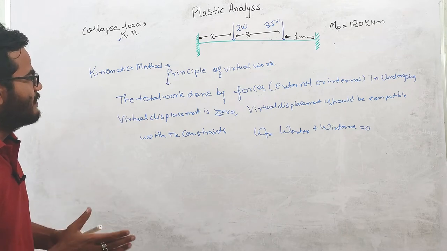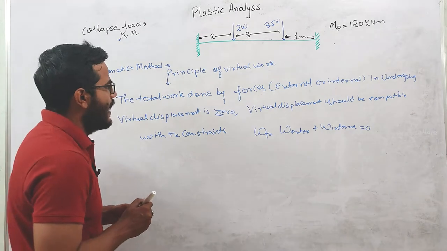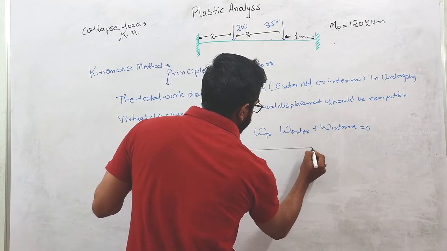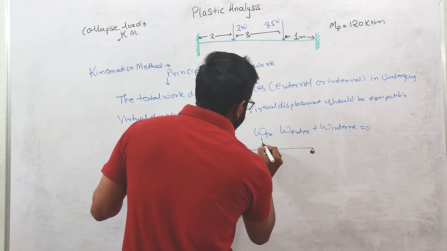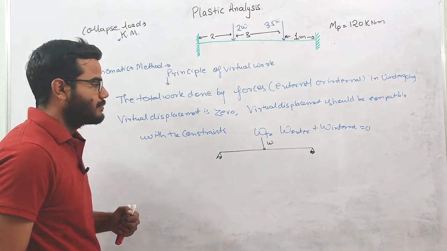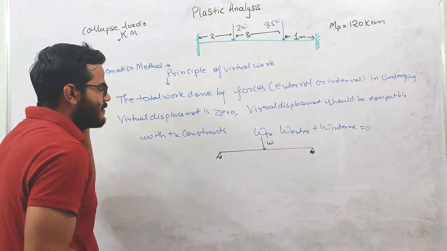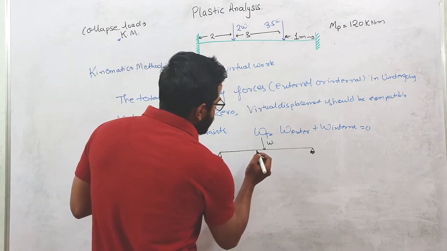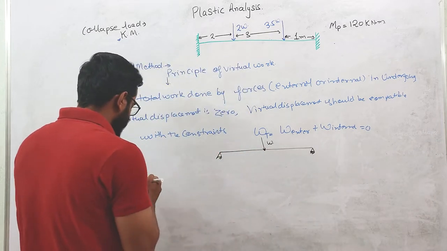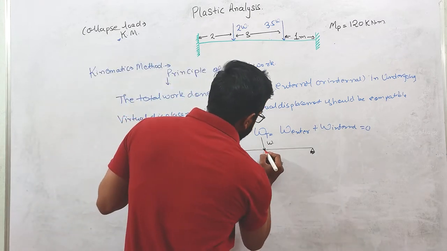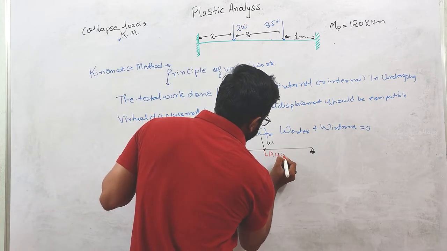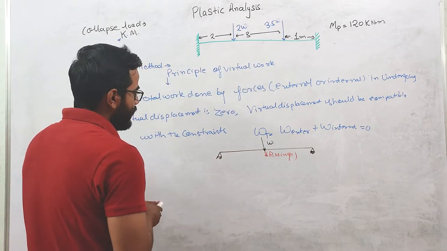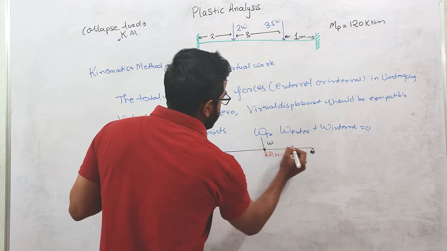Let us suppose we have a simply supported beam here, and the load W is acting at the center. At the start of the collapse, the plastic hinge will form at this point. This is the location of the plastic hinge. Let us suppose this support is A and this support is B.